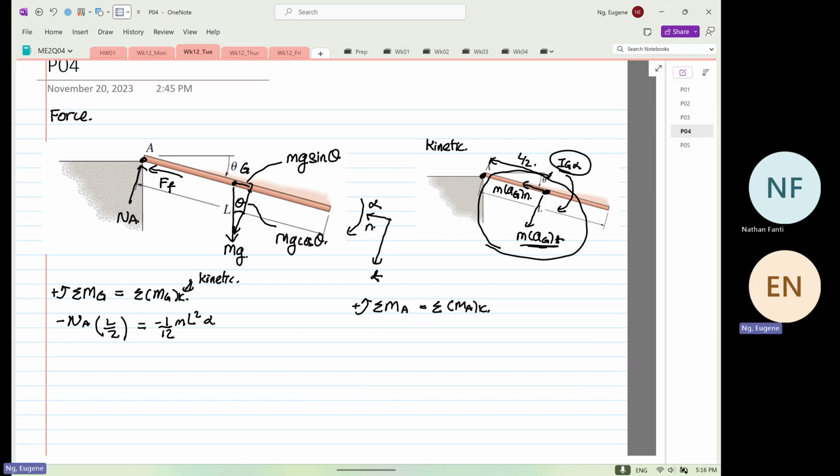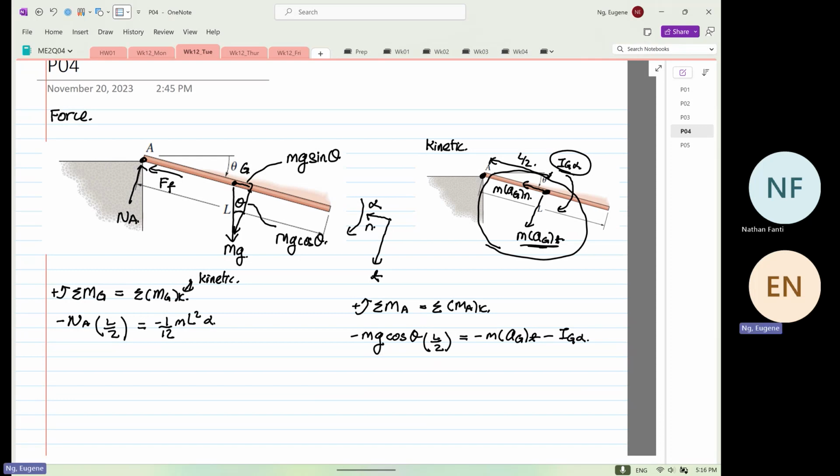So if we're going to take our moment over here, right, from A, then the equation will look different. The equation will look like mg, so clockwise, so minus mg cos theta, okay, mg cos theta multiplied by L over 2. And then the whole thing will be equal to minus m AGT minus IG alpha. Can you see the difference now?